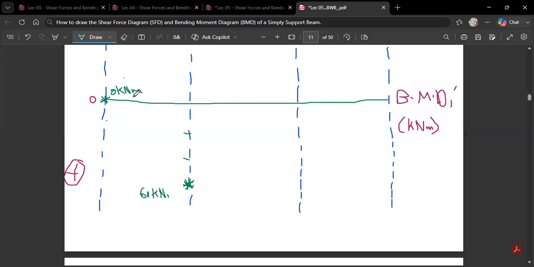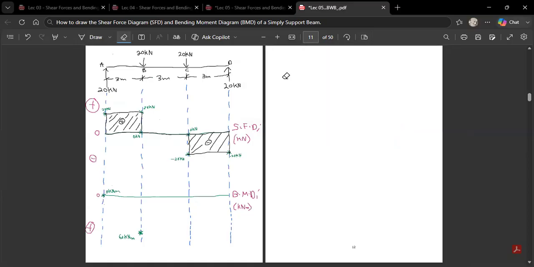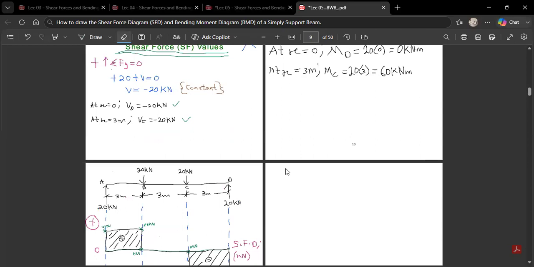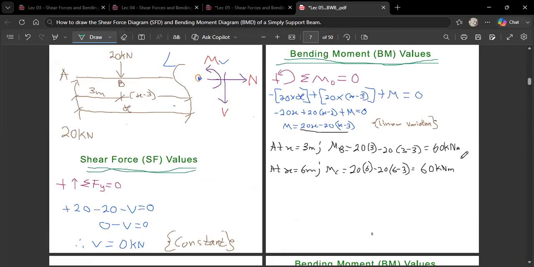Then we're going to plot the other one. So we are coming to go to portion BC. Look at portion BC also carefully. If you look at portion BC, this is portion BC, and portion BC, its bending moment value MB is what? 60, and then what? MC is also what? 60. Okay, so we're just going to stipulate that on the graph.